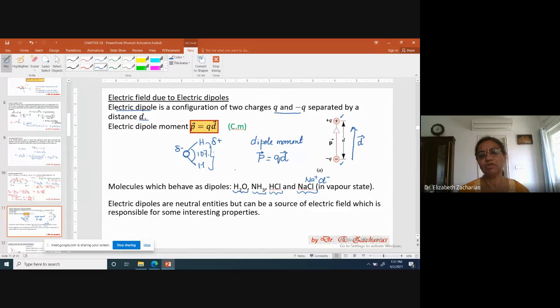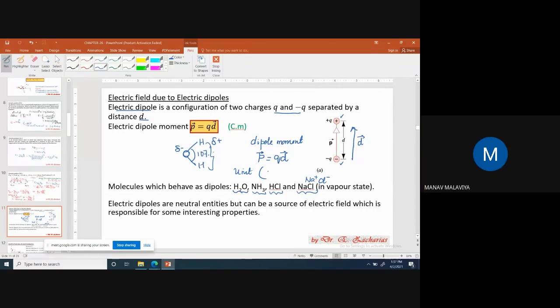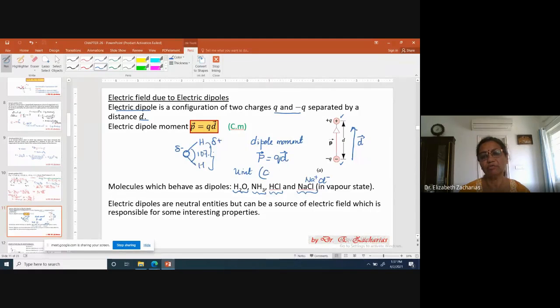Can someone tell me what will be the unit? What is the unit of charge? Coulomb. D is meter, so coulomb meter. That's the unit of dipole moment.